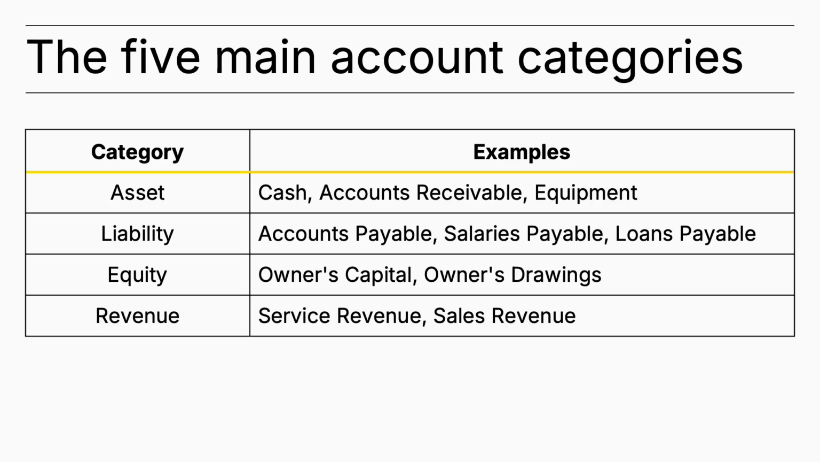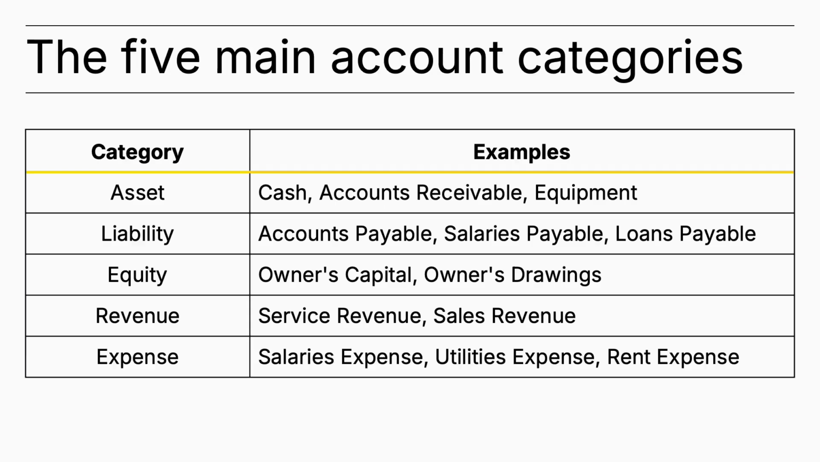Revenue represents income earned from normal business operations. A service business may use an account called service revenue, while a retail or merchandising business may use sales revenue. Expenses represent costs incurred by the business. Examples include salaries expense, utilities expense, and rent expense. Every account you encounter will belong to one of these 5 categories. Understanding these categories is important because they form the foundation of the accounting system and financial statements.